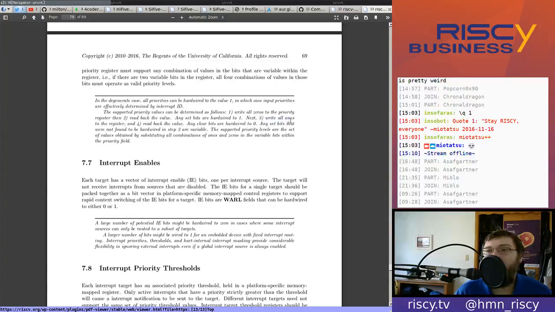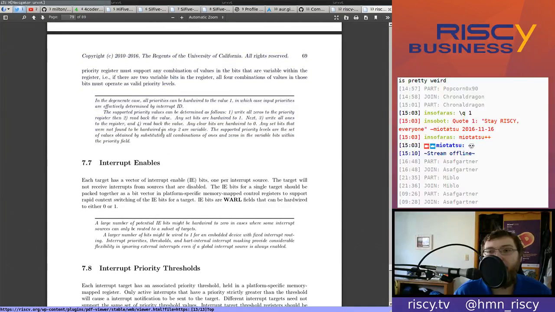Step 3, write all ones to the register and read back the value. Any clear bits are hardwired to 0. Okay, so they're saying you can do the same thing to figure out which ones are hardwired to 0. Any set bits that were not found to be hardwired in step 2 are variable. The supported priority levels are the set of values obtained by substituting all combinations of 1s and 0s in the variable bits within the priority field.